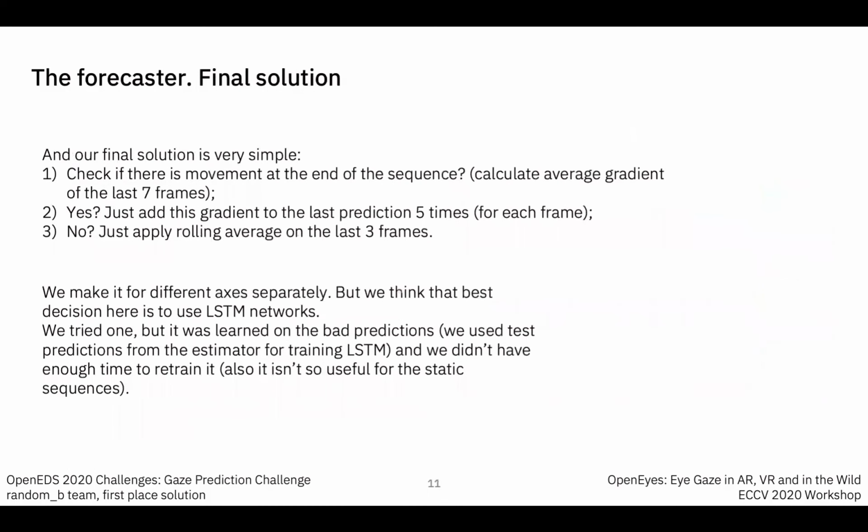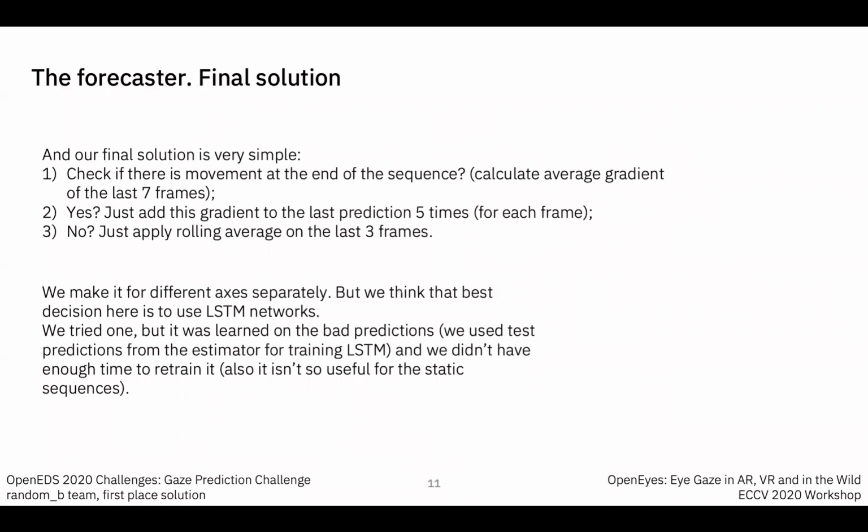So our final forecaster solution is very simple. Check if there is movement at the end of the sequence. We calculated the average gradient of the last 7 frames. If yes, we just add this gradient to the last prediction 5 times for each prediction frame. And if no, we just apply a rolling average on the last 3 frames, add the new frame to the end of the sequence, then recalculate the average of the last 3 frames, and do this 5 times.